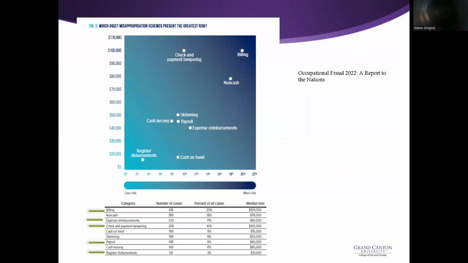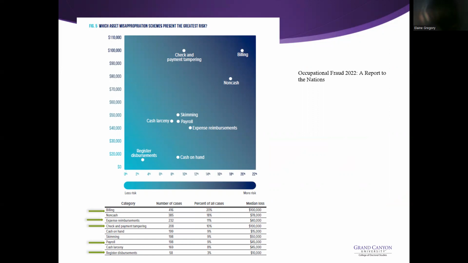The Report to the Nations identified misappropriation schemes that present the greatest risk. And we can see a mixture of both cash receipt and cash disbursement schemes. We've already talked about the cash receipt schemes, so let's take a look at the cash disbursement schemes.